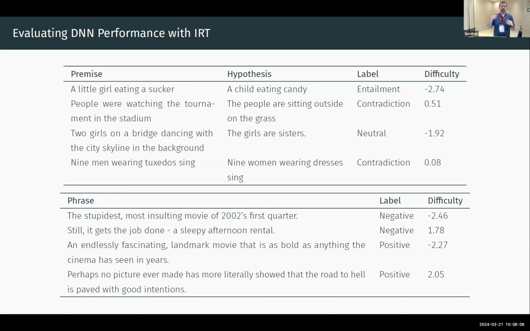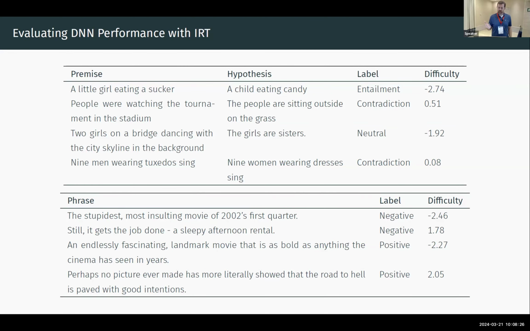And recall, low difficulty means you're shifting that item characteristic curve to the left. So at a lower level of ability, you've got a higher probability of an individual answering the question correctly. So again, you look at the first one, a little girl eating a sucker, a child eating a candy. It's entailment and it's an easy one to spot.